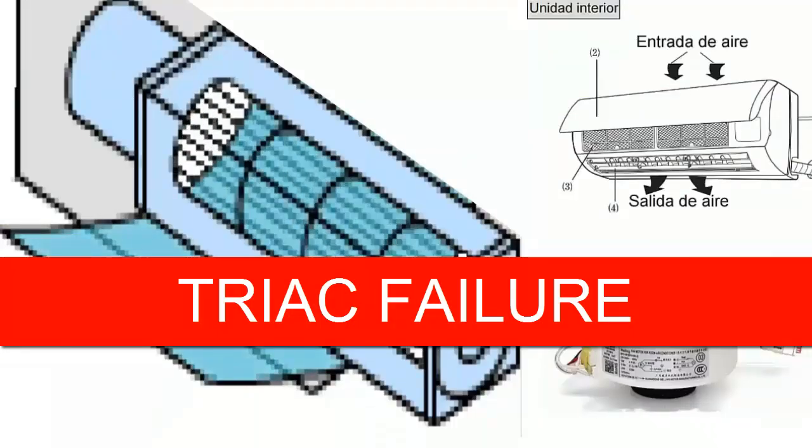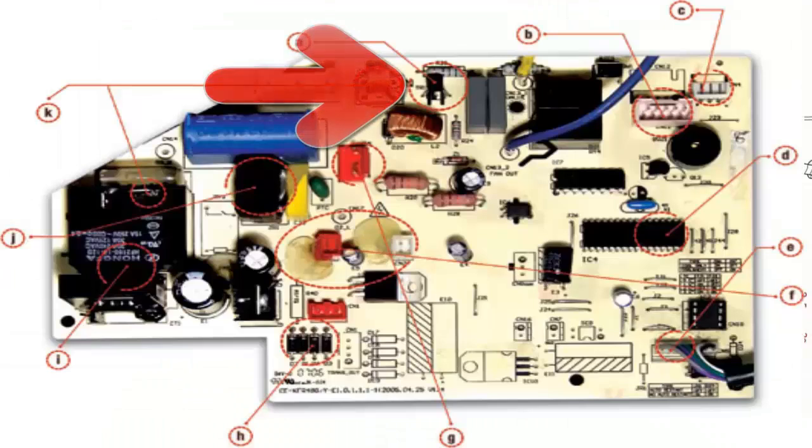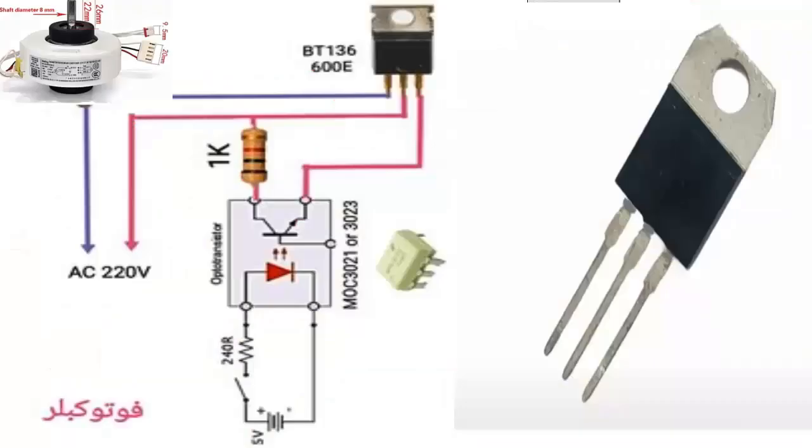Triac failure. A. The Triac, located on the electronic board, is a single element responsible for controlling all fan speeds. B. When the Triac has problems, the fan generally does not turn off or does not turn on.